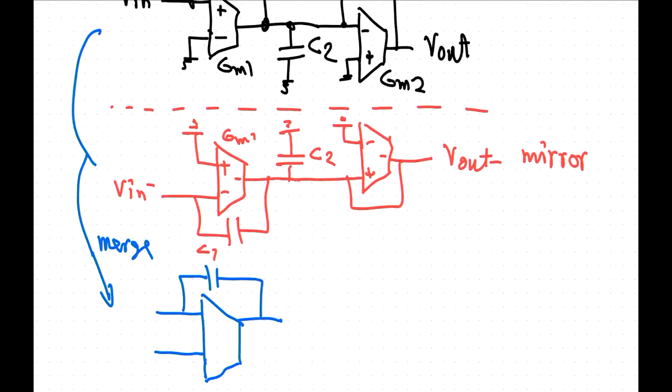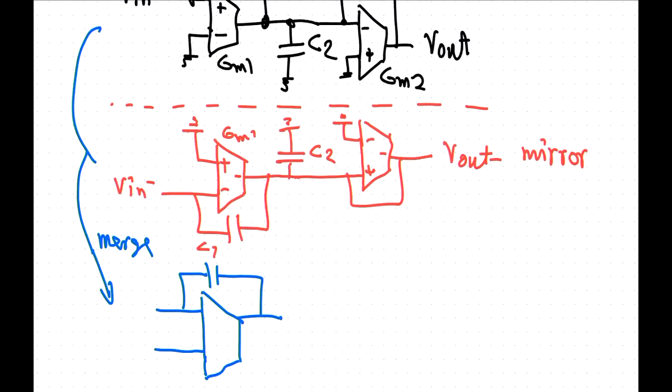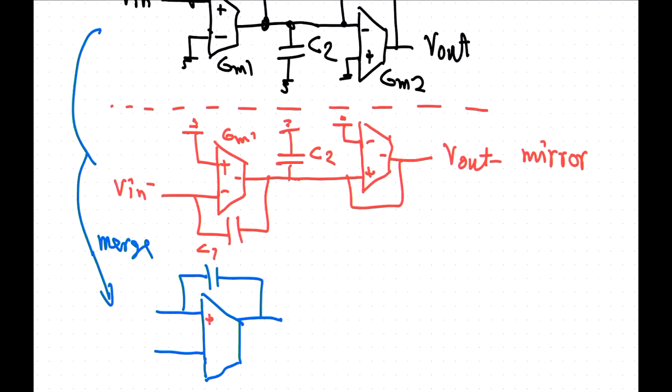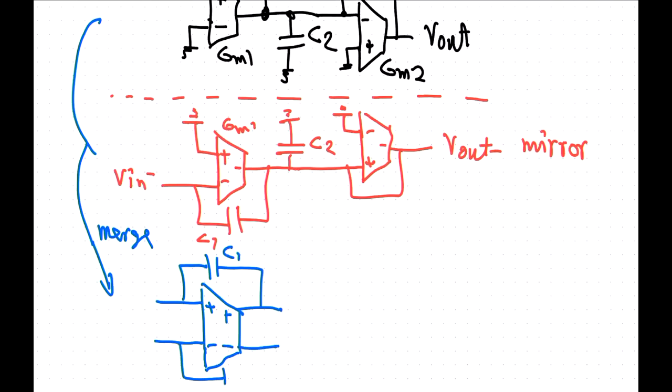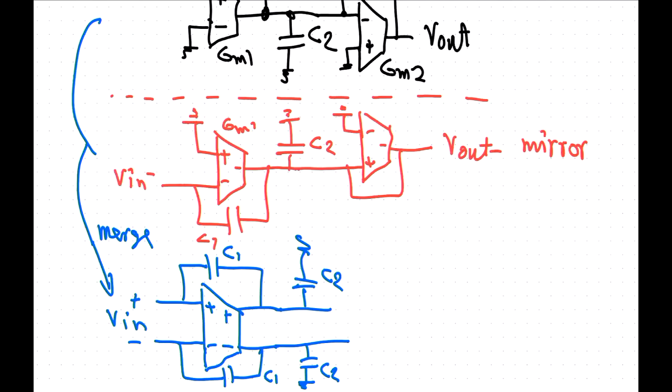So now we should be able to do it. The top channel goes from plus to plus and minus to minus. So this was C1 here, and then we have another C1 going here. And this now would be the input. And then we have C2 going like that to ground. And then we have the load transconductor here.